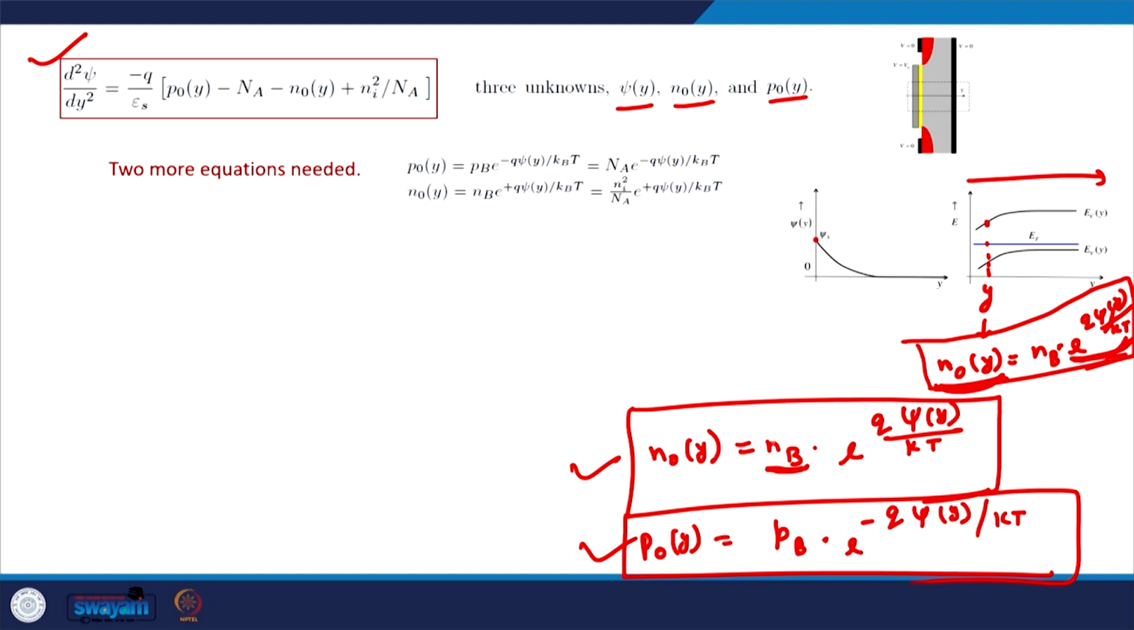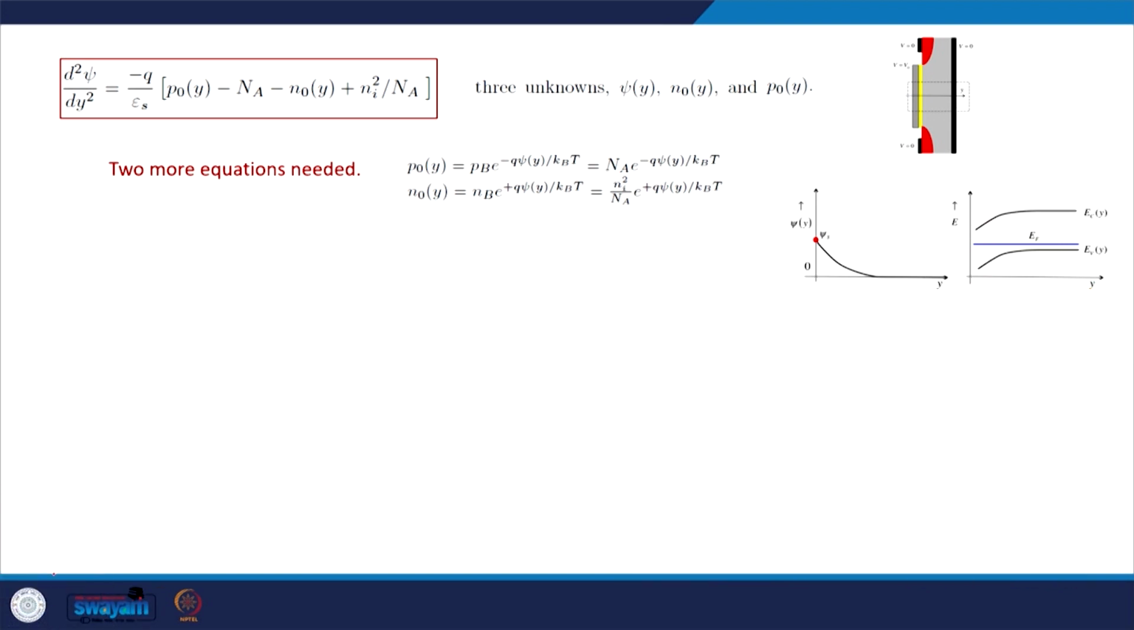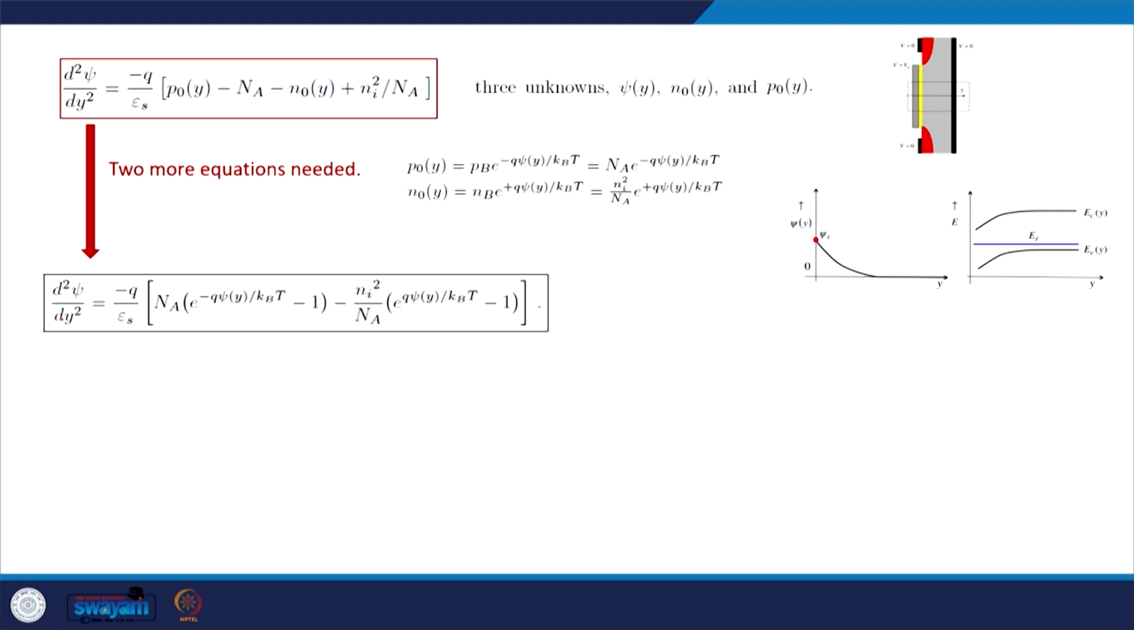So that's what we do. Pb is Na essentially, Nb is Ni squared by Na, and if we put all these things in the Poisson equation, this is what we obtain: d2 psi by dy squared is minus q by epsilon s, times Na times (exponential of q psi(y) by kT minus 1) minus (Ni squared by Na) times (exponential of q psi(y) by kT minus 1). So this equation is now an equation in a single variable, that is the electrostatic potential in the semiconductor at any arbitrary point y, psi(y).